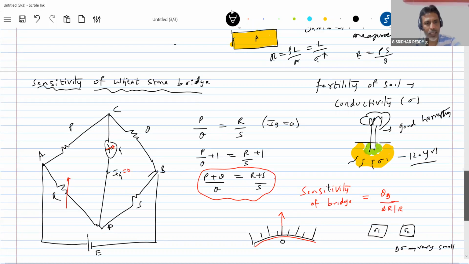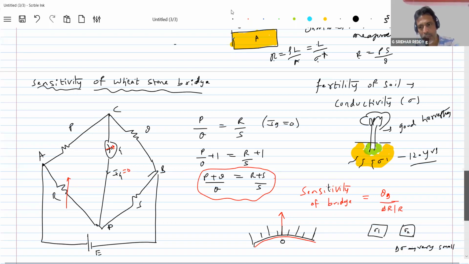So I'll connect some soil. I'll notice the current through the galvanometer. If I bring another soil which has slightly different conductivity, then what happens? The pointer shows very small deflection, hardly noticeable. Then if you bring some other soil with slightly different conductivity and the pointer shows some large deflection, then you can say the bridge is more sensitive.